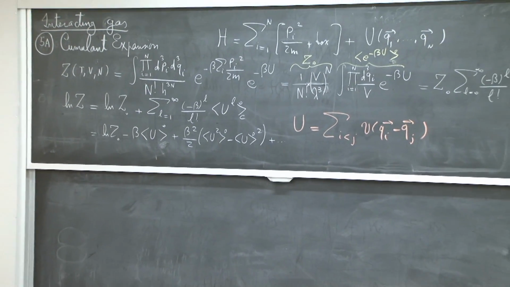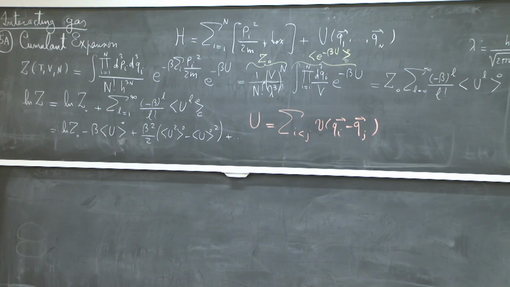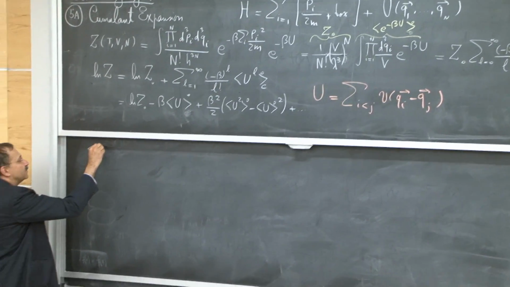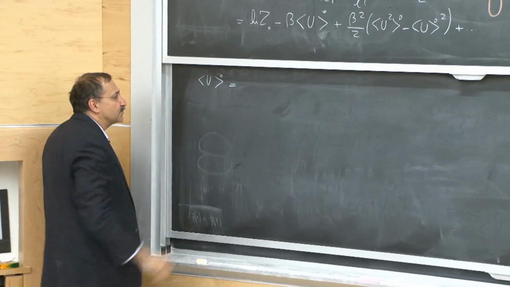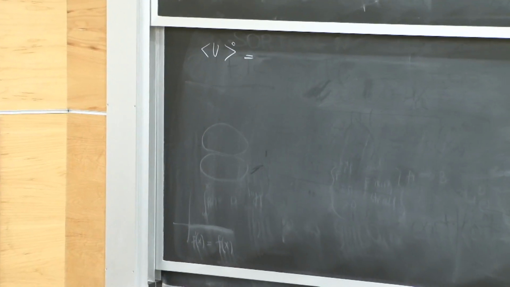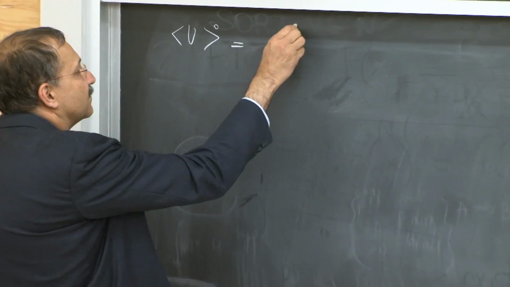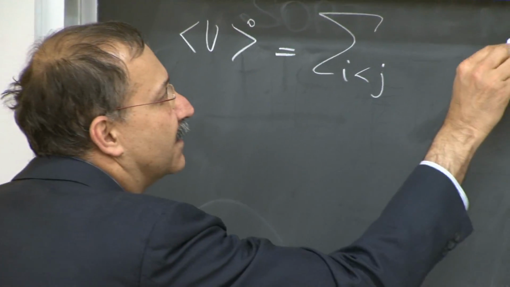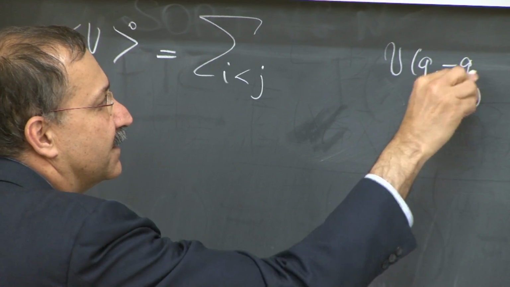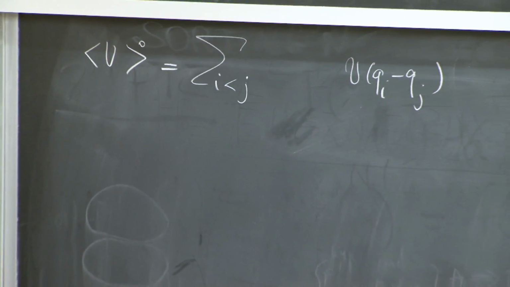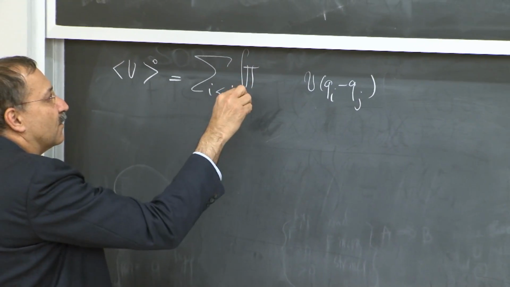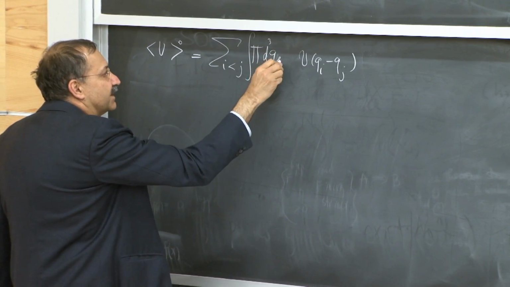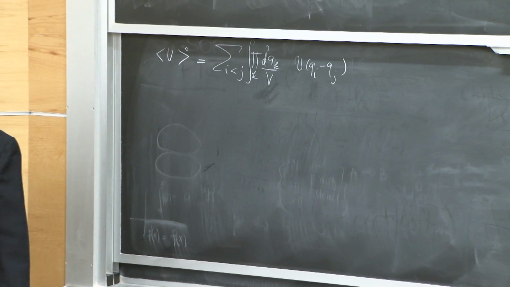So let's calculate these first two moments explicitly for this potential. So the first term, the average of u, in this 0th order average, what is it? Well, that's my u. So I have to do a sum over i and j of v of qi minus qj. What does the averaging mean? It means I have to integrate this over all qi divided by V. Let's call this d qk divided by V, and this is a product over k. OK?